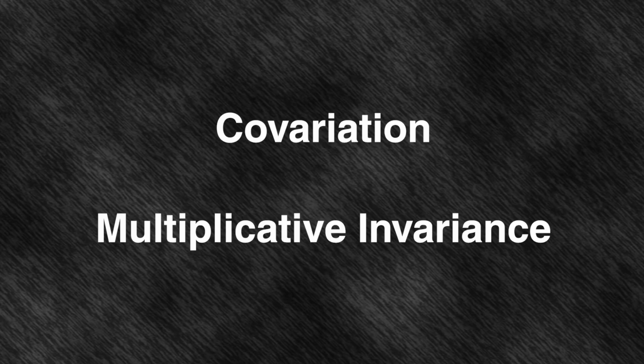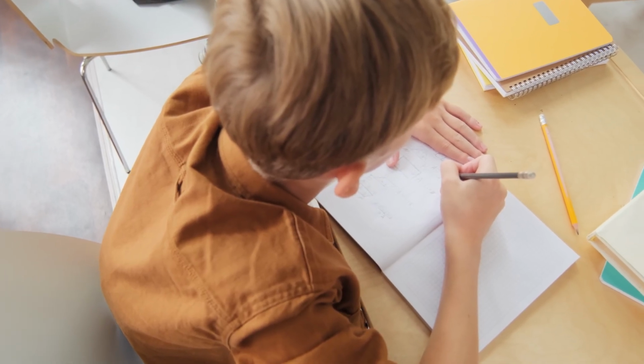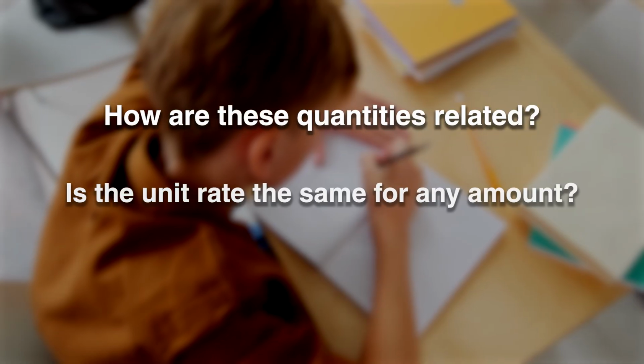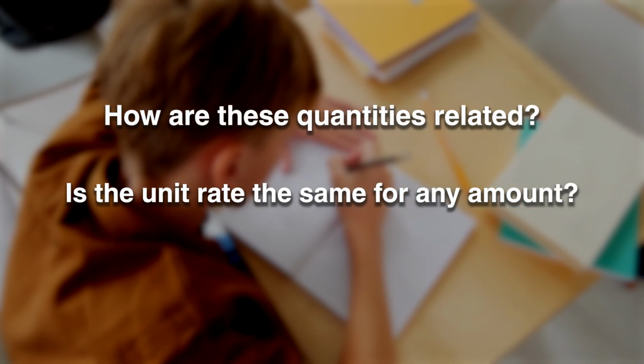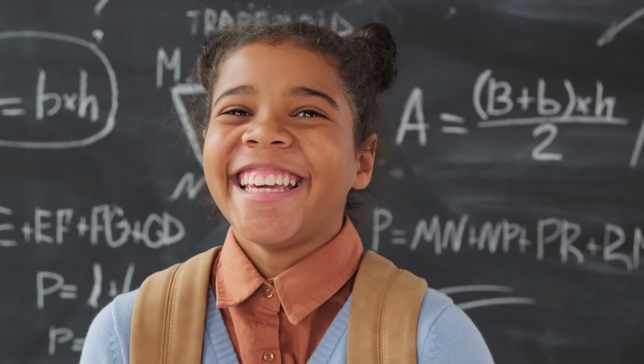Understanding these two features, covariation and multiplicative invariance, can help students and adults better recognize proportional situations and use proportional reasoning more effectively. So next time you see a similar problem, don't just look for the answers. Ask yourself, how are these quantities related? Is the amount per one unit of the other quantity the same for any amount? Because how you think in math is just as important as what you think.